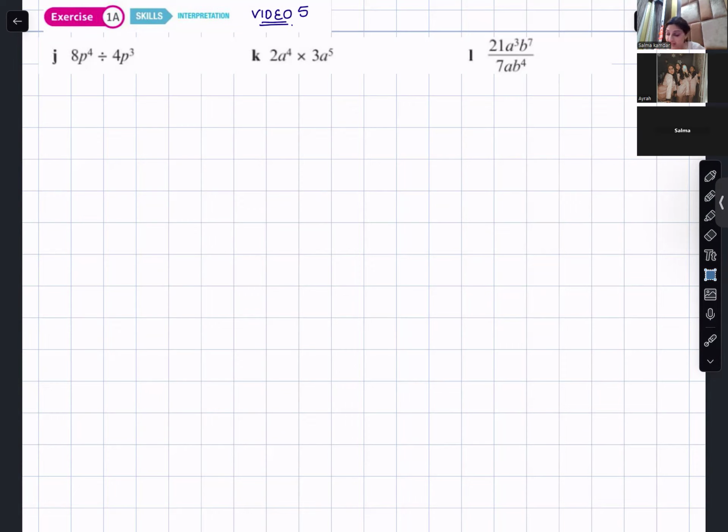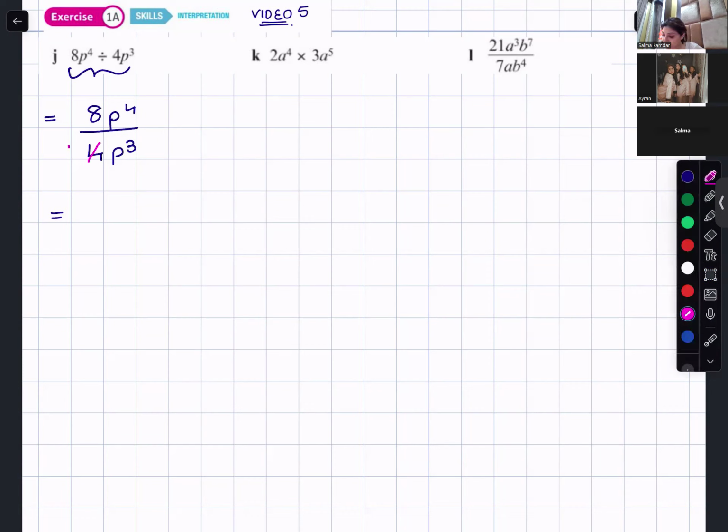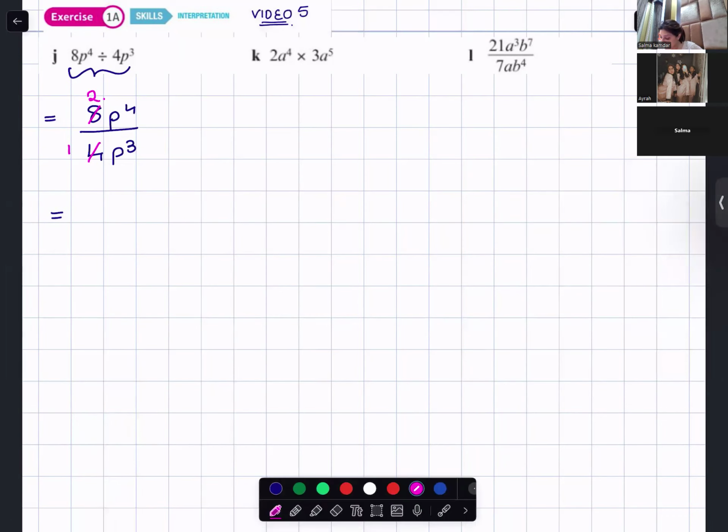When I'm solving exercise 1A, the question number 1. First, write this in the proper form. So it will be 8p^4 over 4p^3. I will deal with the variables separately. Law of indices can only be applied when the base is same and division means subtraction. So this becomes 2p, 4 minus 3. So it becomes 2p.